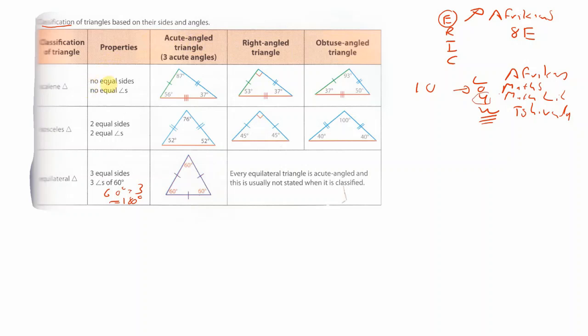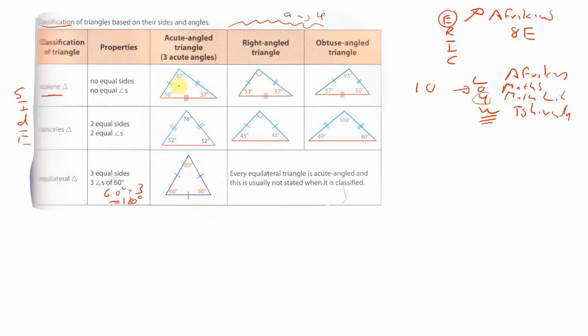Now, we use the basic classification according to side, and then combine with that the angle properties. So we have the side properties, and we combine them with the angle properties. The first row is all about scalene, where you can see none of the sides are equal. We have a side length 1, a side length 2, a side length 3. Three different sides for all three scenarios.